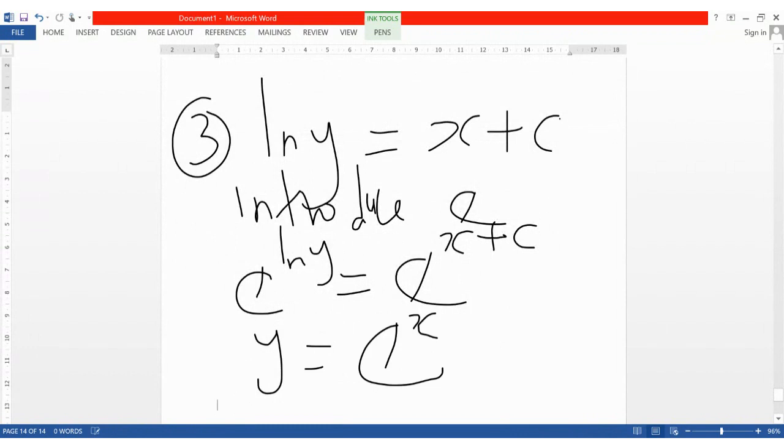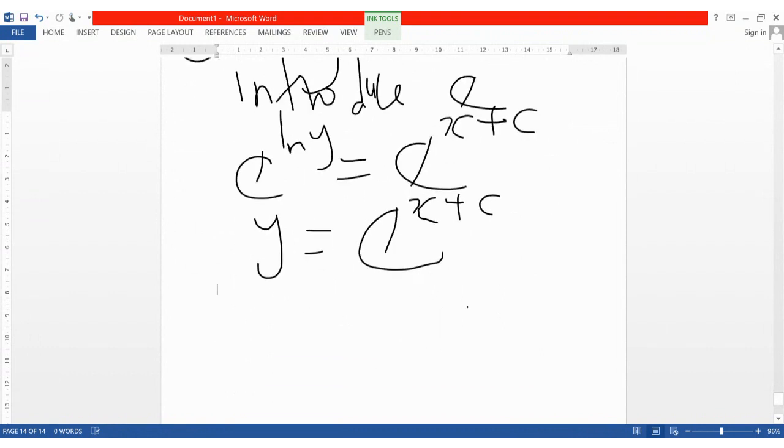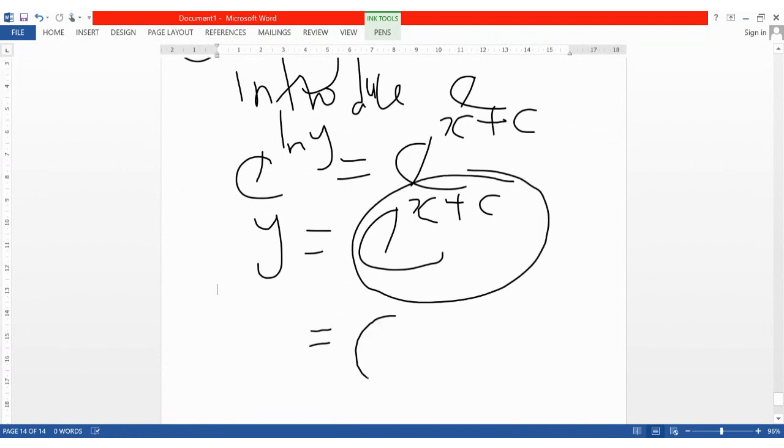But now I wanted to go a bit further and tell you that I can use a law of indices here to bring the c down. So this can be written as exponential x times exponential c. It's not addition but multiplication. When you have addition in the indices and they are of the same base, the e and the e, you can separate them by multiplying.